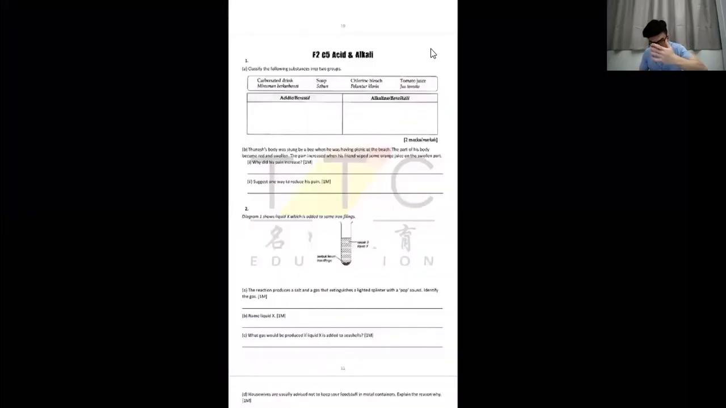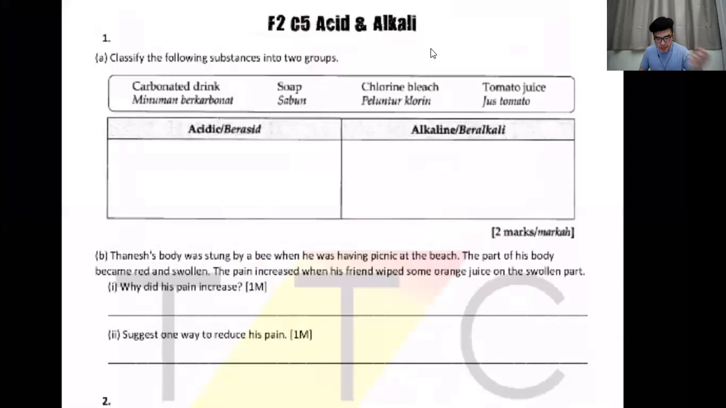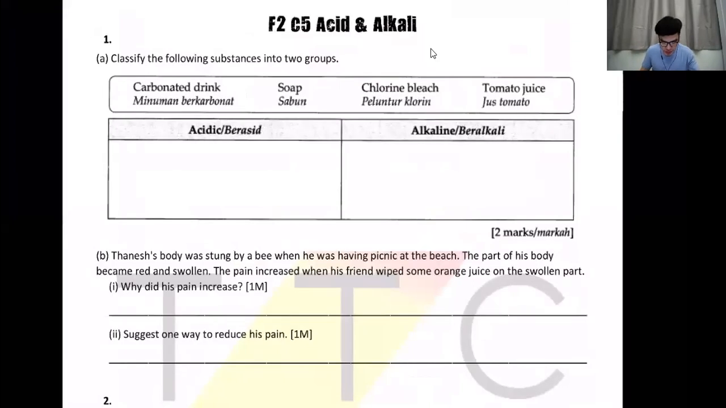I'm not going to spend too much time on the notes because most of you already know. It's more like a reminder. All right, so number 1A, classify the following into two groups. I'm just going to write 1 for acid, 2 for alkaline. Let's save time. Number 1, carbonated drink is acidic.